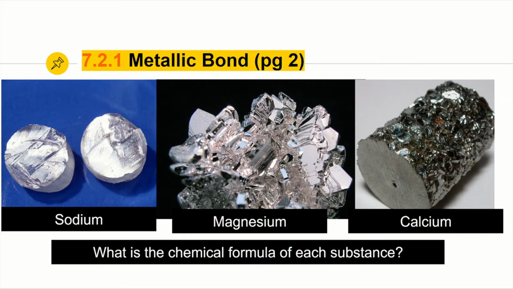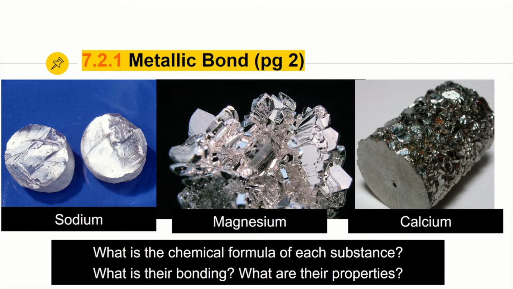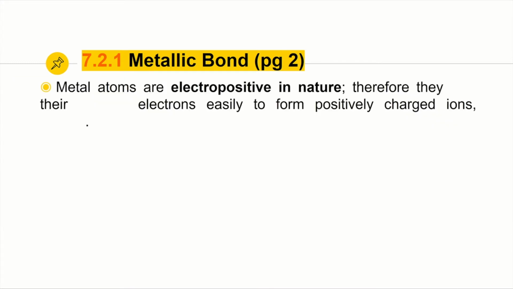So sodium, magnesium, calcium, what is their bonding? And the properties that we know of metals, why are they like that? Metals, for example, all your group 1, are not stable. They are very reactive. So what they do is they will lose their valence electrons to form positively charged ions. What do I mean by this?